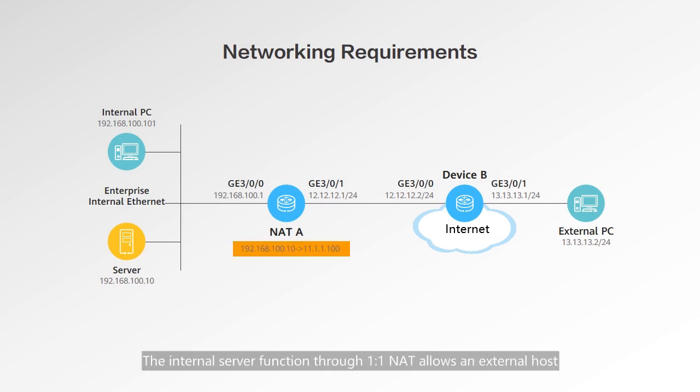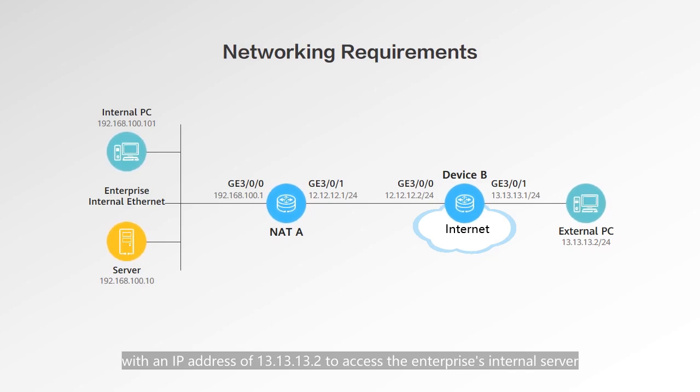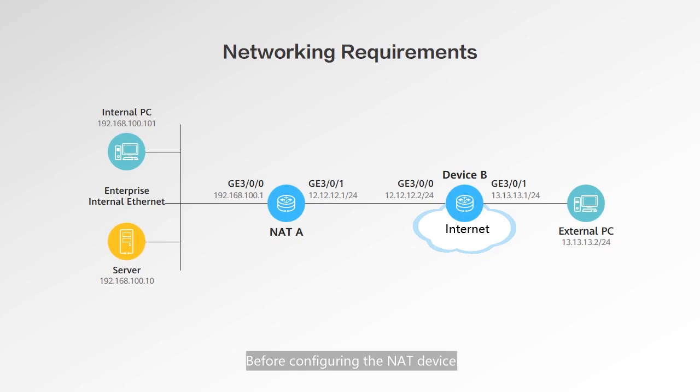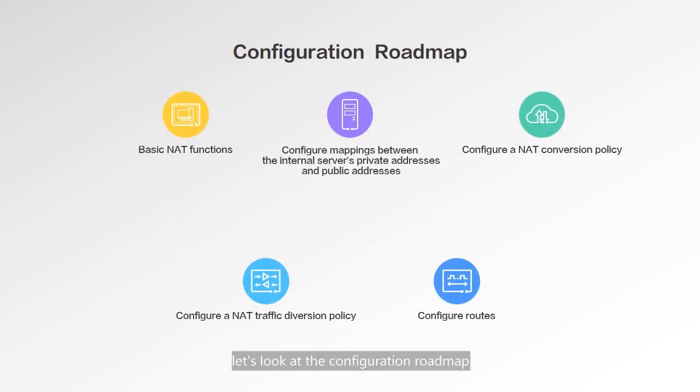In addition, the enterprise's internal server has an independent public IP address of 11.1.1.100. The internal server function through one-to-one NAT allows an external host with an IP address of 13.13.13.2 to access the enterprise internal server. Before configuring the NAT device, let's look at the configuration roadmap.